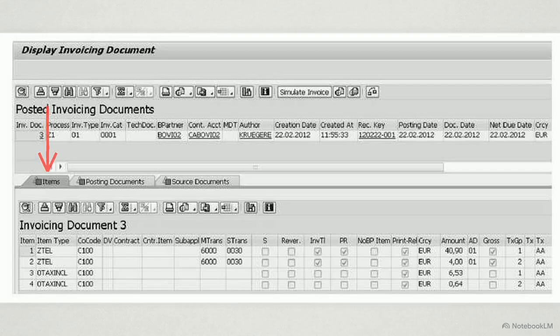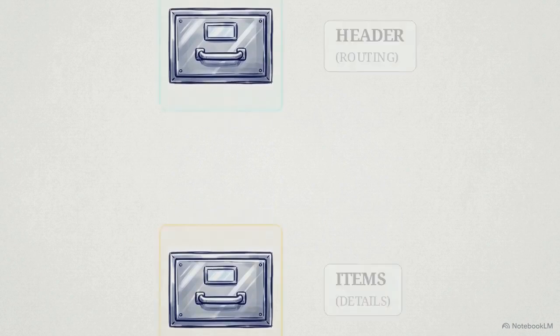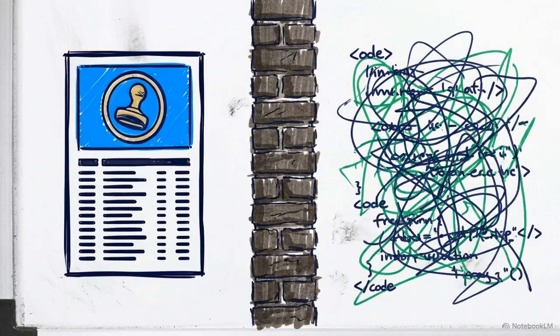This segment breaks the header's total amount down into print-level granular rows. Looking at Bovi's line items, we see the specific breakdown: the $90 data charge, the $50 voice charge, and the $26.60 in calculated output tax. By separating the header's routing logic from the line item details, the architecture provides a clean interface for billing inquiries and print formatting, completely isolated from the raw usage data.